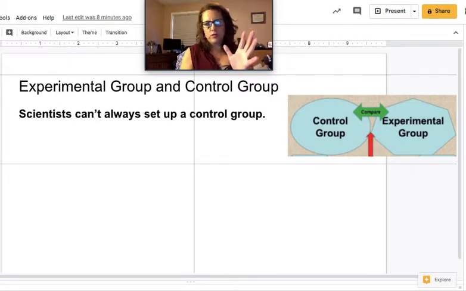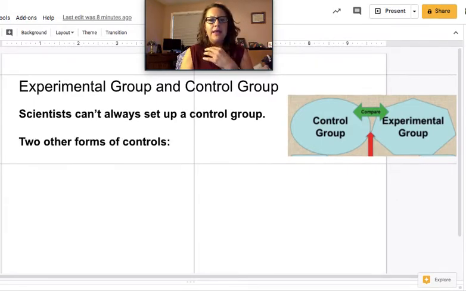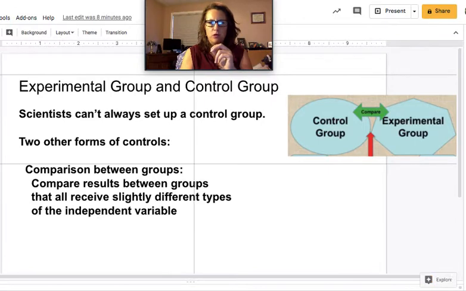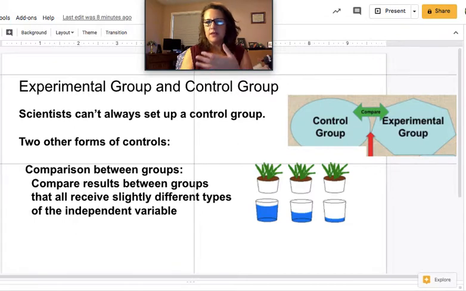When you have controls, though, there's one thing to note. With some experiments, you can't always set up a control group. Usually you can, but sometimes you can't. And in the cases when you can't, there are two other forms of controls. One is called a comparison between groups. This is when you compare results between groups that all receive slightly different types of the independent variable.